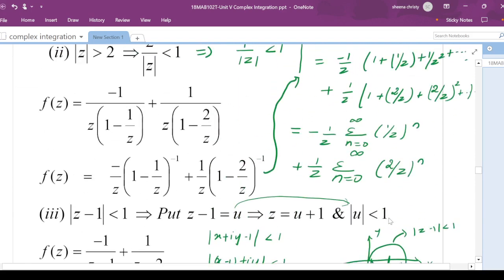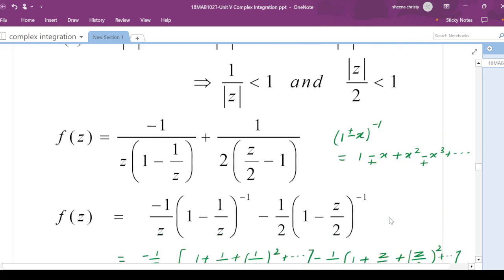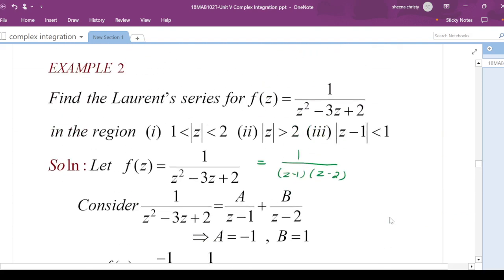Hope you all understood this problem. Here you are having three different regions. First is the annular part, second is the exterior of the circle, and third is the interior of the circle with center (1, 0) and radius 1.